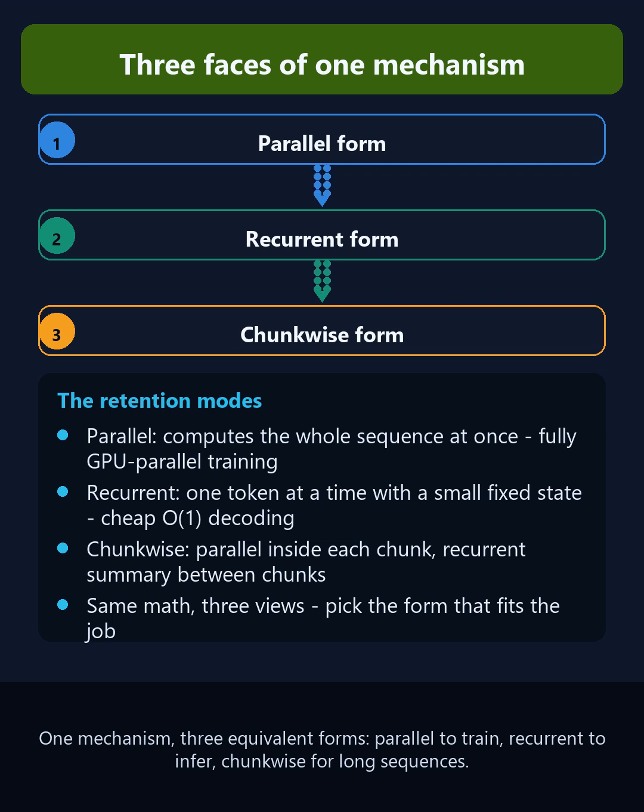The parallel form computes the whole sequence at once, so training is fully GPU parallel, just like a transformer. The recurrent form processes one token at a time using a small fixed state, giving cheap constant cost decoding. And the chunkwise form is a hybrid. It runs in parallel inside each chunk, while recurrently passing a summary between chunks, ideal for very long sequences.